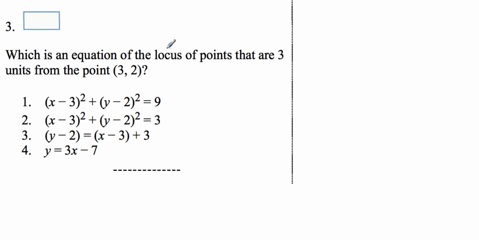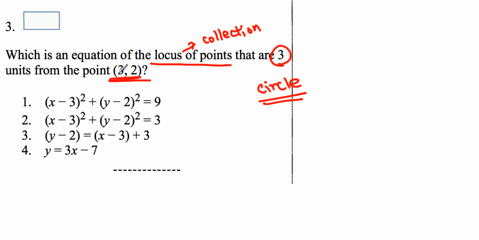Number 3. Which is an equation of locus of points. Basically, locus of points implies a collection of points that are 3 units from this point. Meaning a collection of points 3 units from here. In fact, we're talking about the circle. Center is at 3 comma 2, so therefore x minus 3 and then y minus 2, which is one of these. But radius is equal to 3 because 3 units away. That means the equation has to have 3 squared, which is choice 1 becomes our answer.